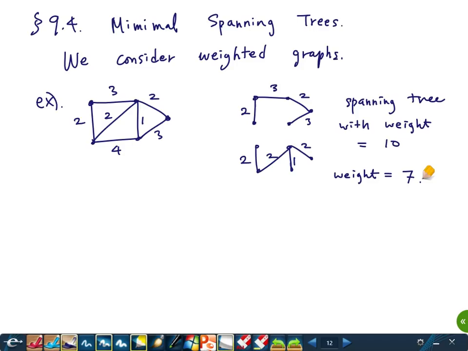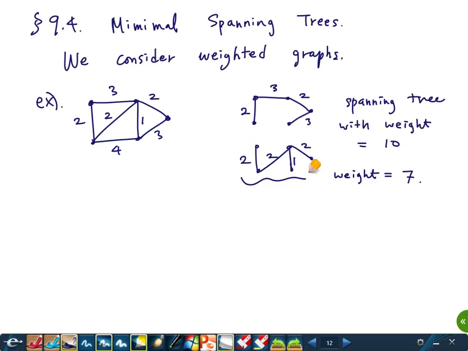Yeah. So if you have just two choices, this one would be a better choice, right? But there are many spanning trees. This one is quite simple, so you can list all the spanning trees and then compute the weight of each spanning tree and then find the tree with the smallest weight. That would be an optimal choice.